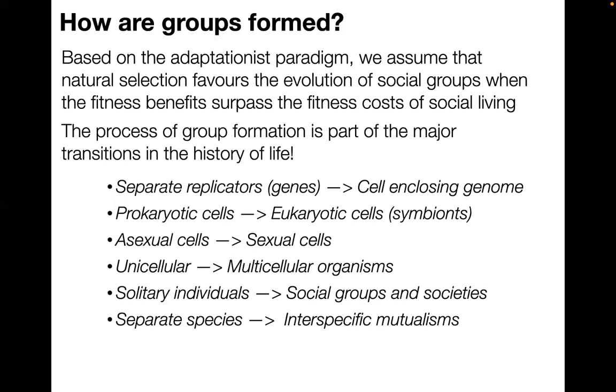Asexual cells became sexual cells, cells that required coming together with another individual to reproduce. Unicellular organisms became multicellular organisms. No animal life would be here today if not for that key event, which was talked about in one of the readings. And solitary individuals became social groups and societies. Also in ecology, species that don't interact become mutualisms with other species. So this idea of coming together and benefiting from interactions is something that defines a lot about life.